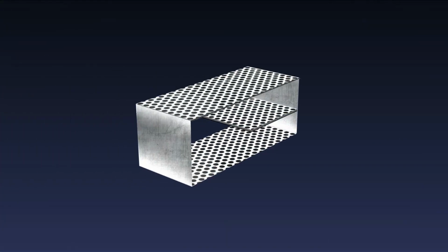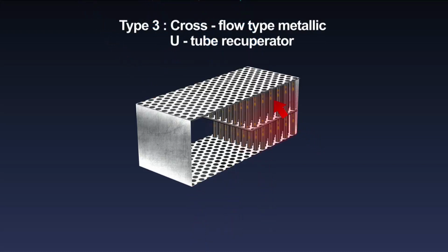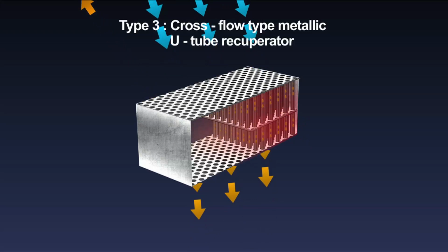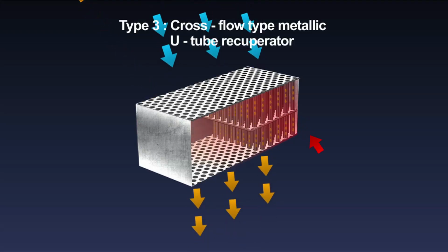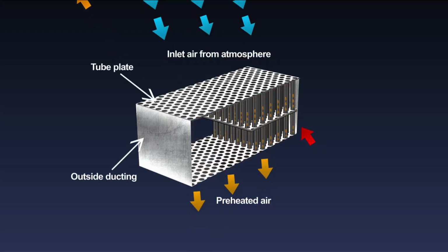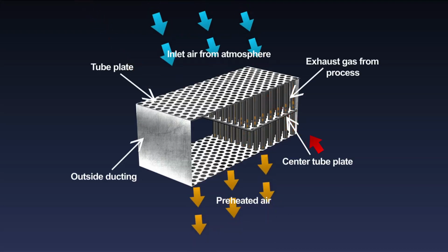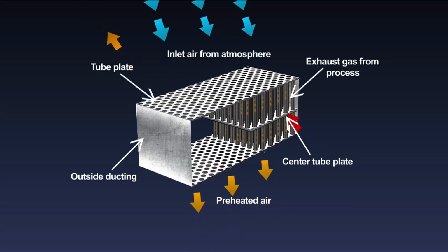The third and most efficient type of recuperator is the cross-flow type metallic U-tube recuperator, which can be used to recover up to 80% of waste heat. This type of recuperator is suitable for oil and gas-fired furnaces and can also be used in pulverized coal-fired furnaces with certain design modifications.